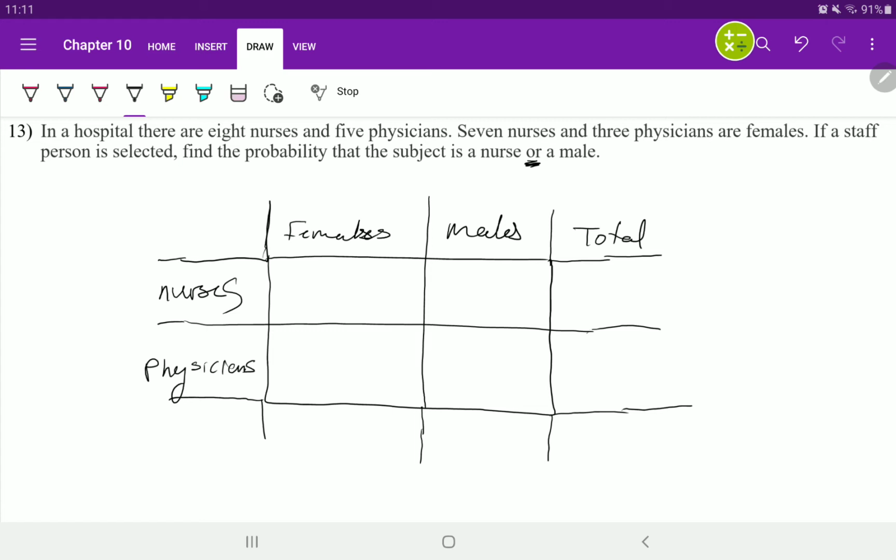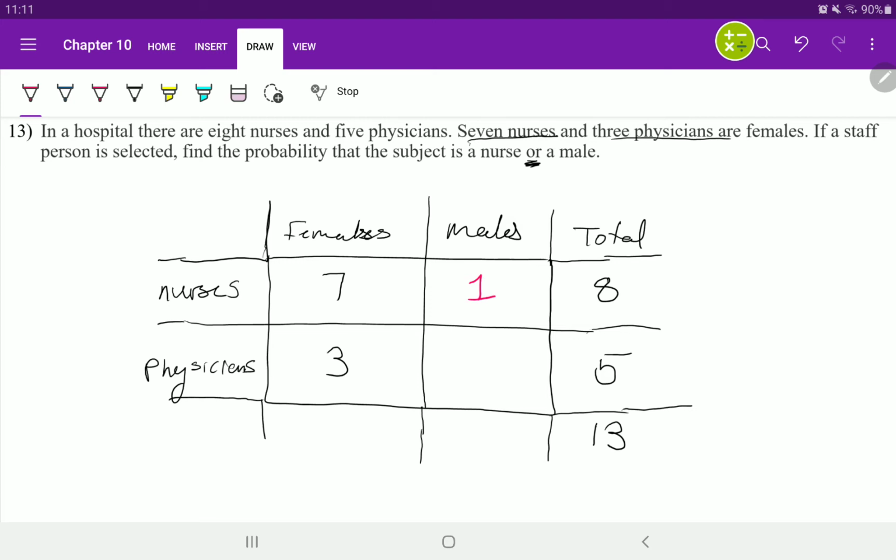Now, in a hospital, there's a total of 8 nurses and 5 physicians. So I know there are 8 nurses and 5 physicians, which means there are a total of 13 people. It says 7 nurses and 3 physicians are females. So 7 female nurses and there are 3 female physicians. Now, if I know that there are 8 nurses in total and 7 are women, that means 1 will be a male.